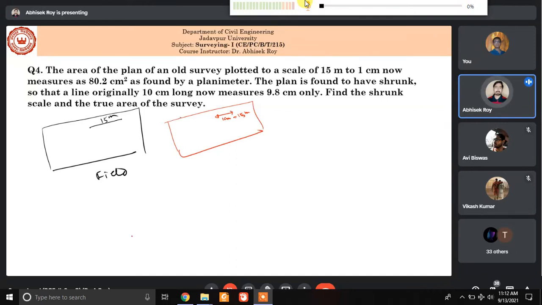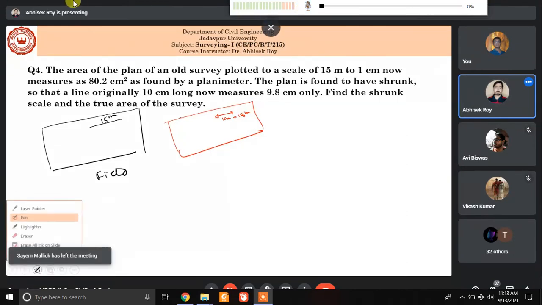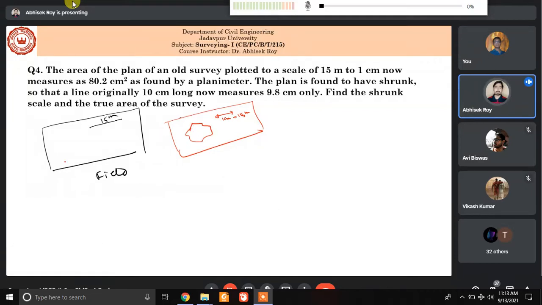Now, one area which is earlier there in this field is drawn here. Now suppose we have calculated the area from this drawing, and suppose this is coming as 80.2 centimeter square.